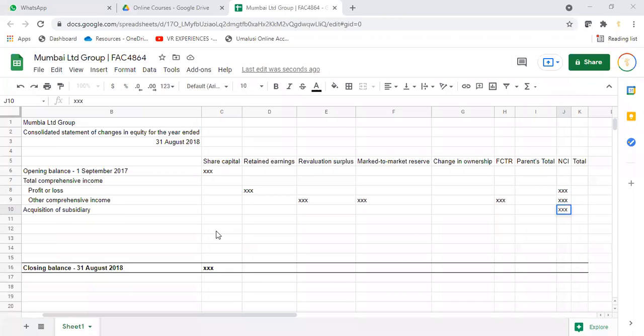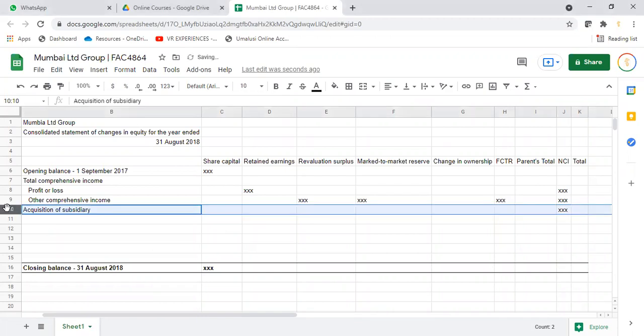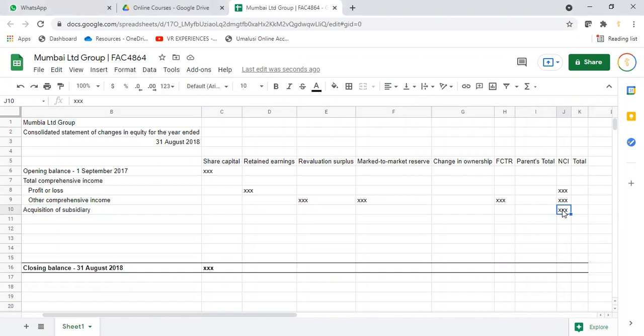Okay, so acquisition of subsidiary. You will have an acquisition of a subsidiary when you acquire a sub in the current financial year. If you acquire a sub in a prior financial year, you won't have the line item acquisition of a subsidiary. So when you do acquire a sub in the current financial year, the line item that it will impact is only NCI. And that amount over there is the amount of NCI at acquisition. So in your goodwill calculation, you will have it at acquisition amount. For NCI, it will be plugged in over there.